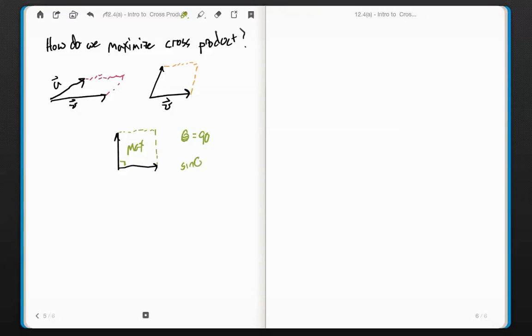So that means sine of theta equals 1. So then U cross V is maximized. Maximum. I can fit that there. Why do I care when it's a maximum? Well, here is a picture that I will surely mangle, but I'm going to try.